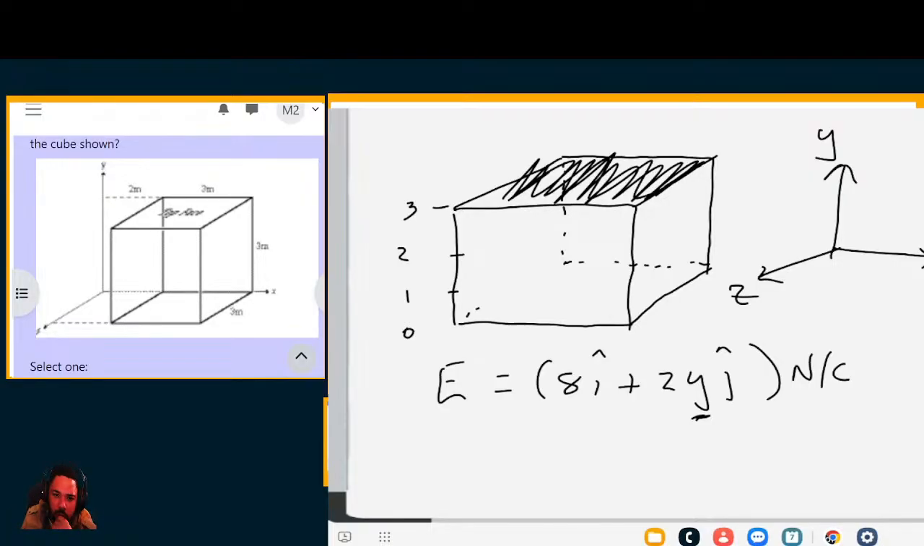So what we do is, first of all, we need to determine what is flux. We know that flux is equal to the electric field going through that point, dotted with the area that it goes through. Okay, that's what flux is.